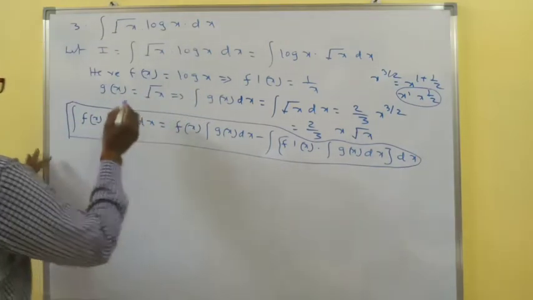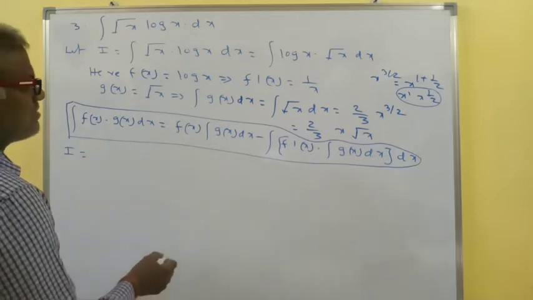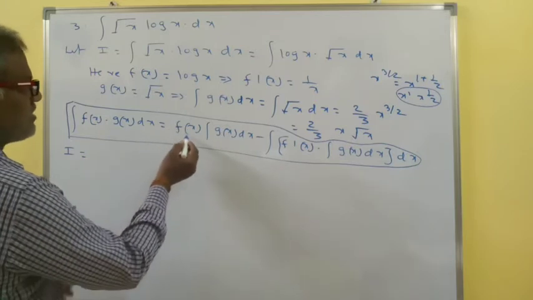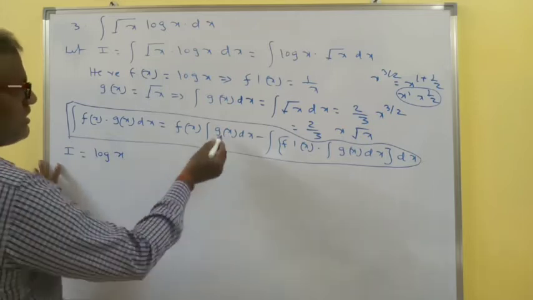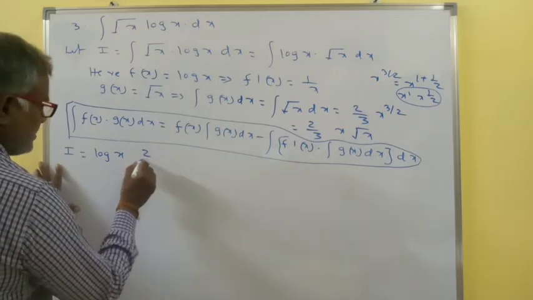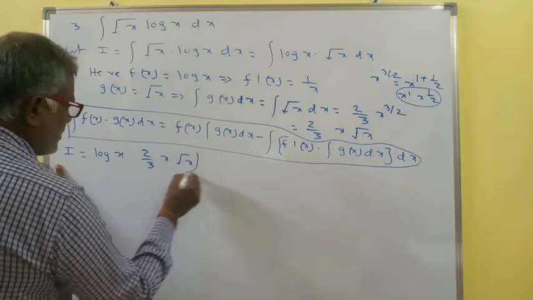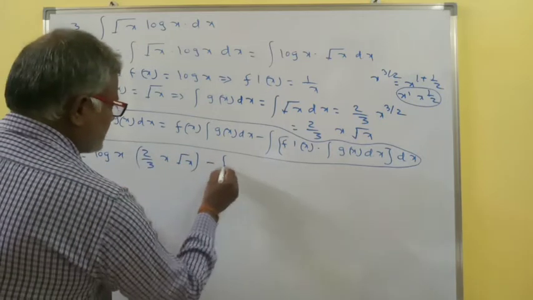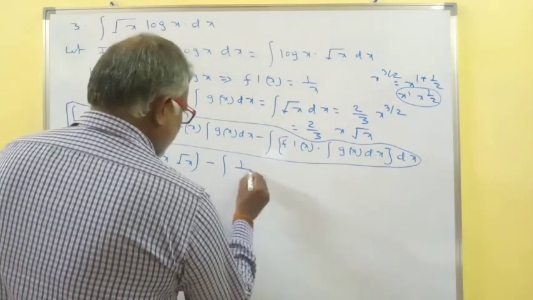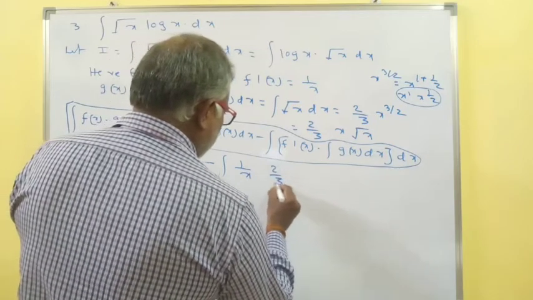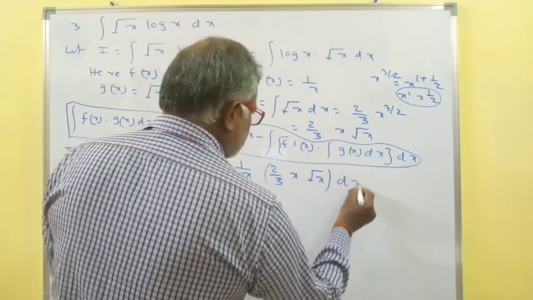Next. Now I is equal to, so f of x, first one f of x. What is f of x? Log x. Log x into integral of this one. What is the integral value? 2/3 into x root x. 2/3 into x root x minus f dash x. What is f dash x? 1 by x into 2/3 into x root x.